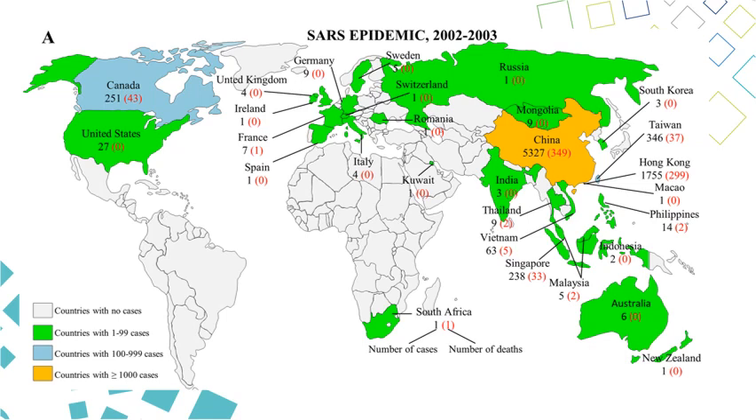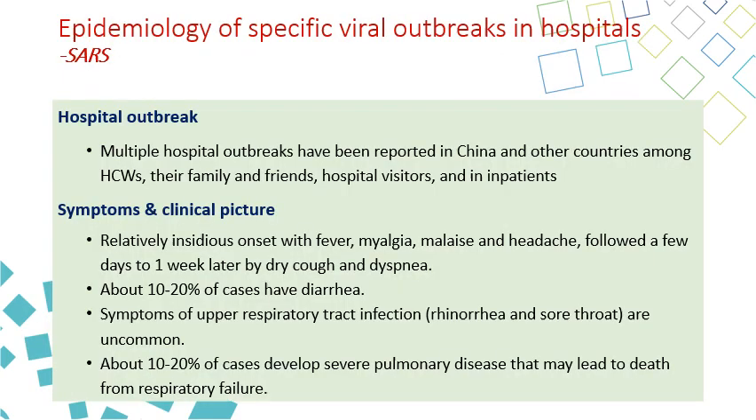So this map shows that the majority of cases, more than 5,000 of the 8,000, is in China and then transmitted to the countries around. But the large number was seen also in Canada and in the United States due to patients who travel from China. Hospital outbreak at that time, 2003, has been shown in several countries, including China, Canada, and other countries.